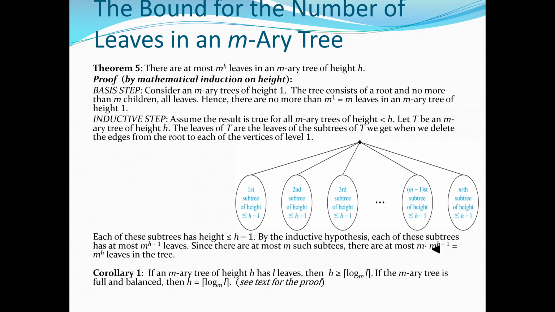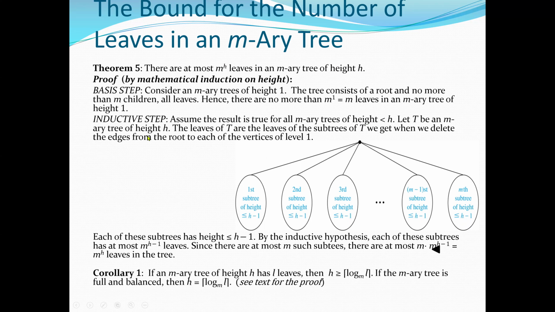So the root can have only m children. If it's a binary tree, m will be 2. If it's an m-Ary tree, it means we cannot have more than m children. So it will be m to the power 1. Now, if it's a binary tree, then it will be 2 to the power 1. Otherwise, we assume the result is true for all m-Ary trees of height less than h.